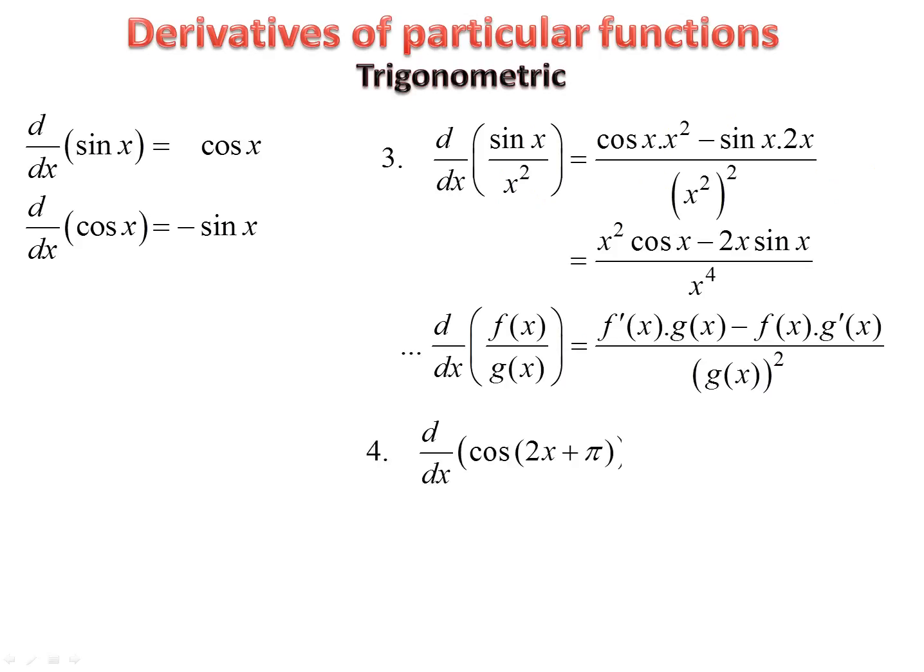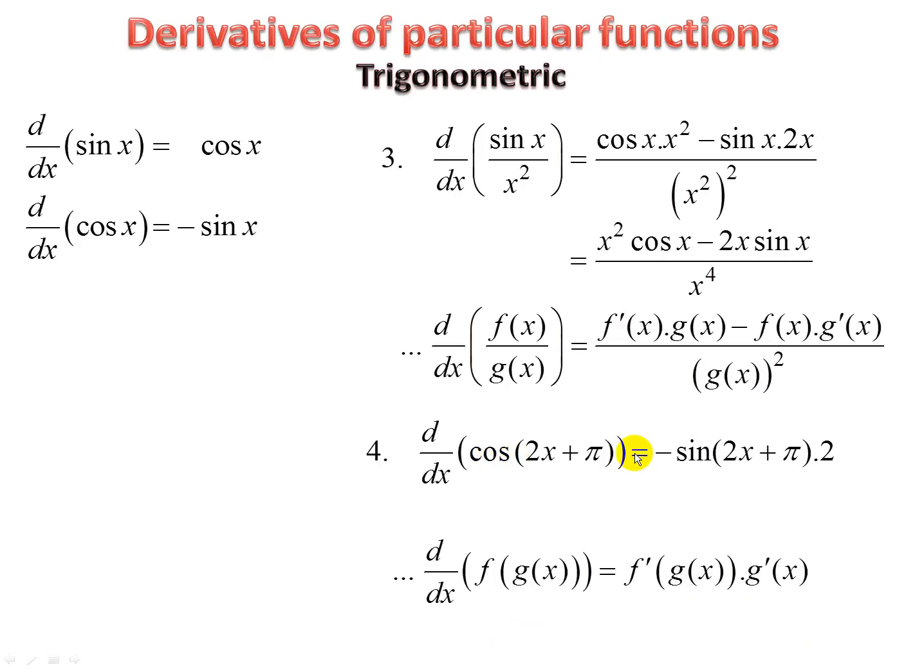This is a composite function. It's chain rule. Outside function cos, inside function 2x plus pi. Therefore, we're going to differentiate the outside function times derivative of the inside. Equals derivative of cos, minus sine, and 2x plus pi stays as 2x plus pi, times derivative of that, 2. And that simplifies to minus 2 sine 2x plus pi, just to be mathematically neat.